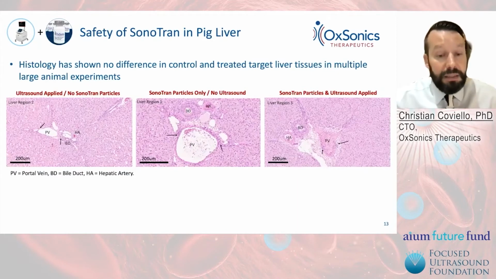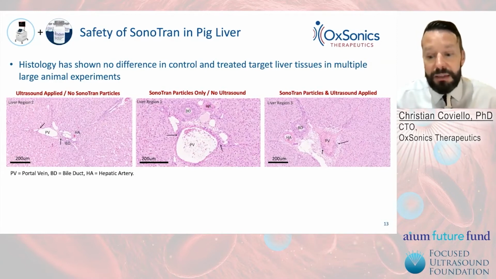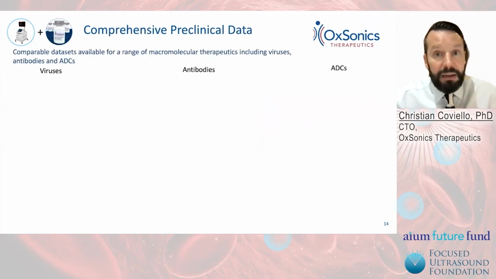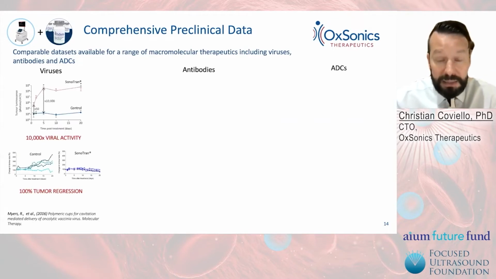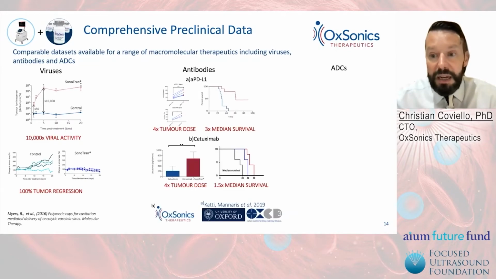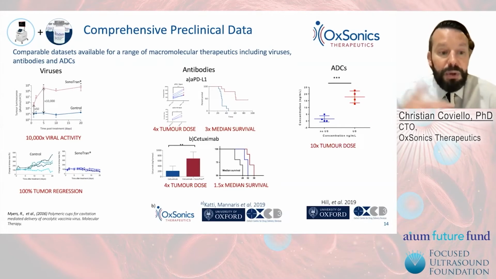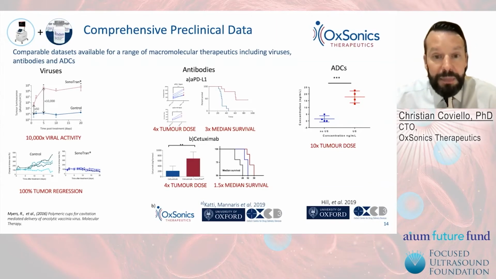And that's highlighted in post-treatment histology, where there's no real difference between control tissue and actually treated tissue using cavitation initiated from our particles. I can't really dwell much on this, but we have a comparable data set across a range of macromolecular therapeutics, including viruses, antibodies, and ADCs. And the general conclusion is that if you get more of the drug in, you get a more efficacious response, either viral activity leading to tumor regression, or increased dose leading to improved median survival.